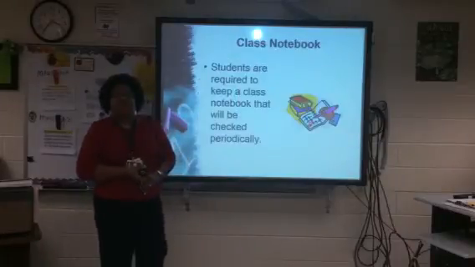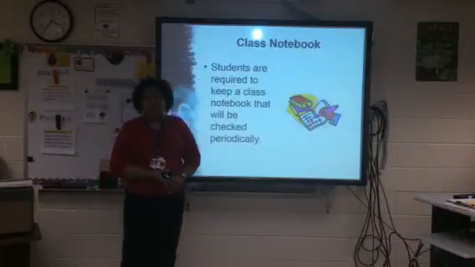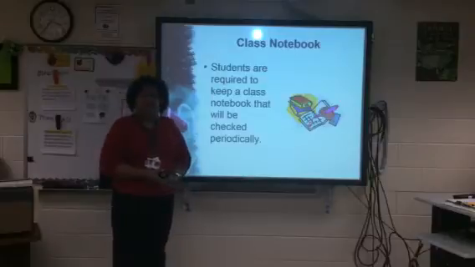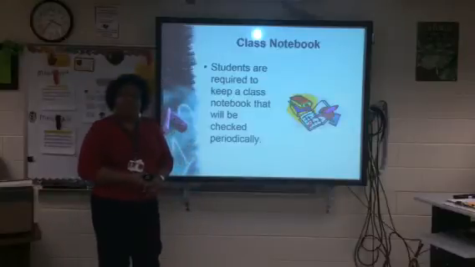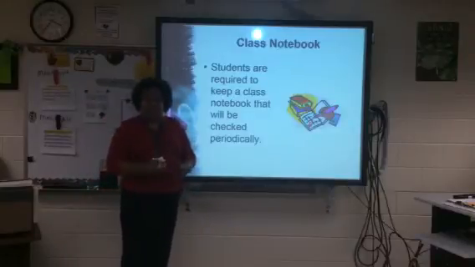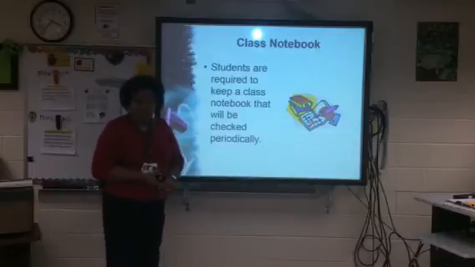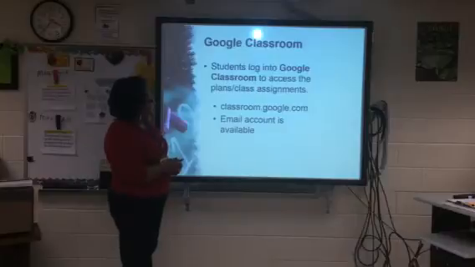Also, each student in the class is asked to keep a class notebook. We give out and use many different graphic organizers that they can put in their notebooks and study, because they are responsible for a major test in the class, a midterm and a final. And that notebook should be brought to class each day.